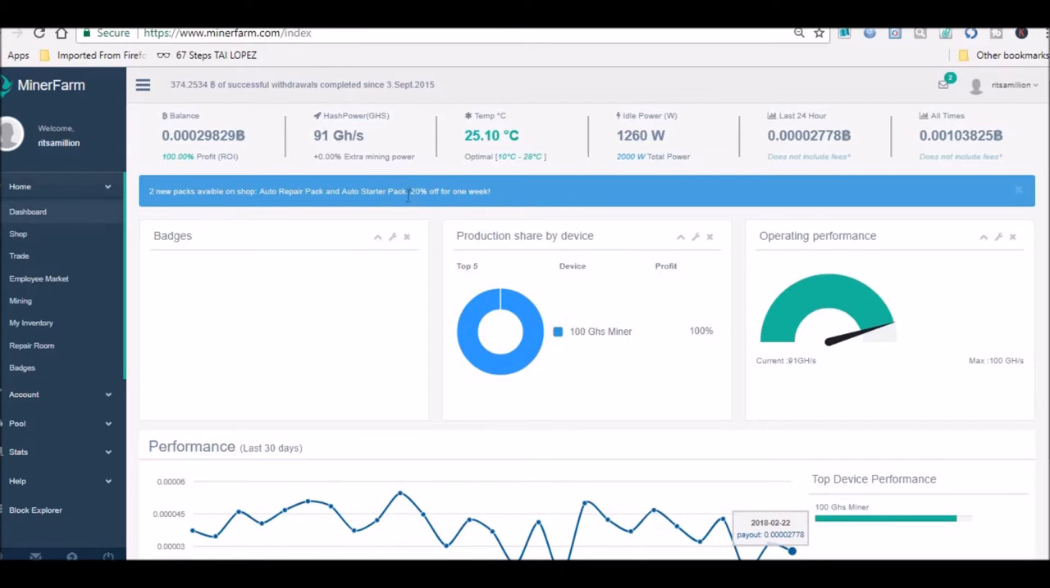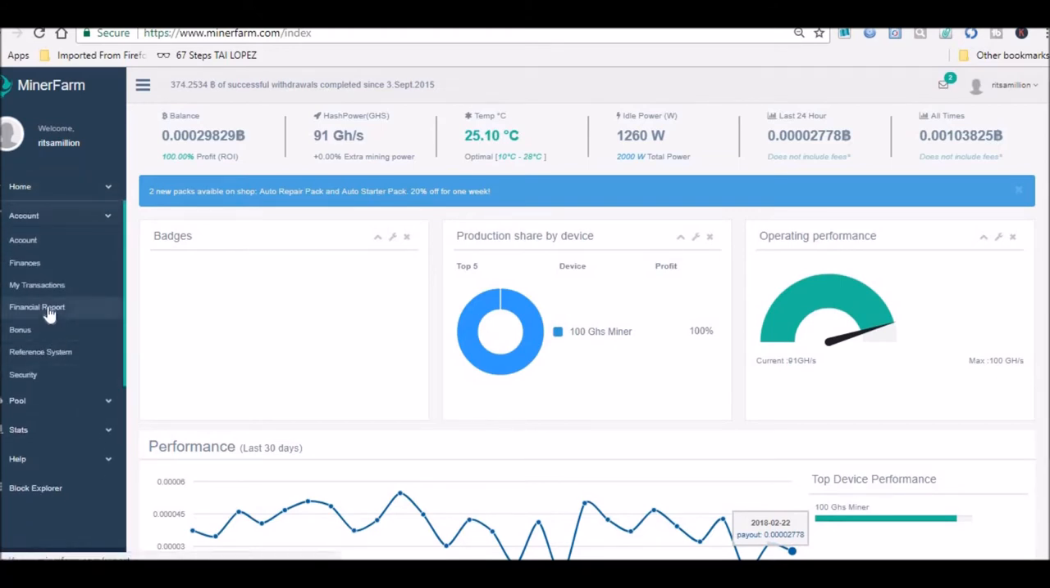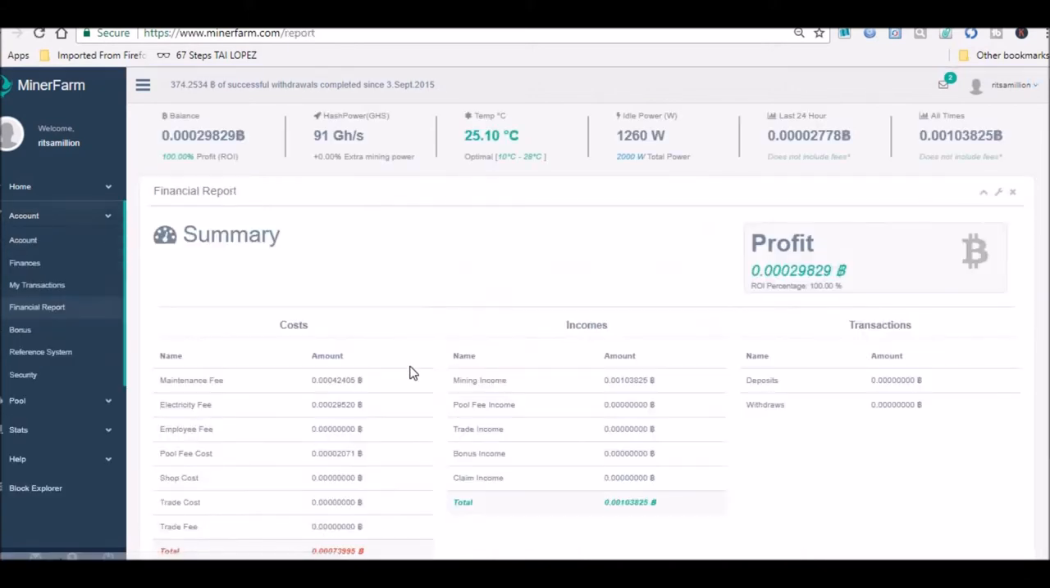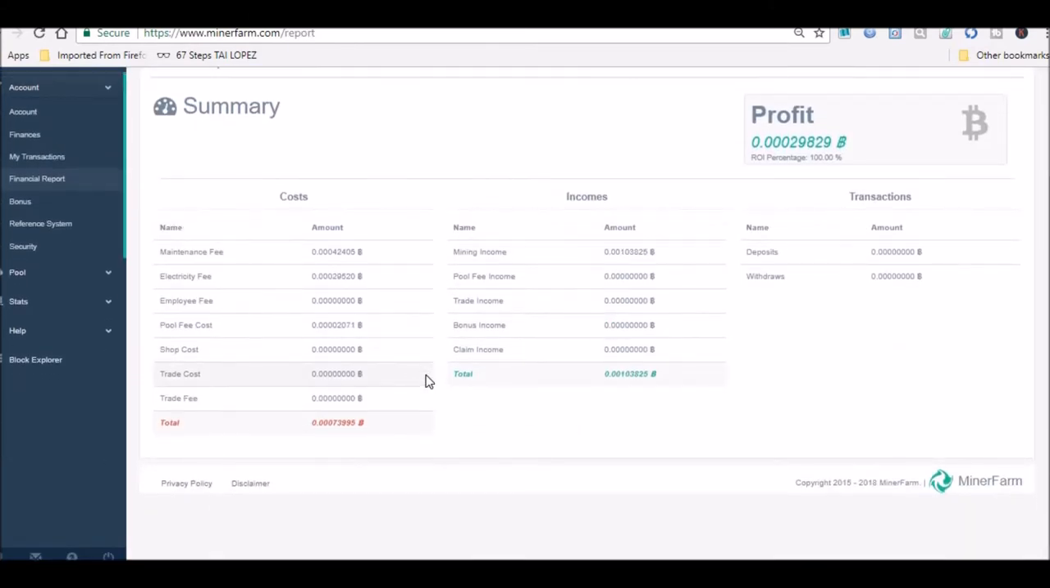From what I can understand, over time your mining power, your hashing power, kind of goes down, so you gotta repair it, I guess. So what I'm going to do, let's click on accounts and financial report. Yep, that's where I wanna be.